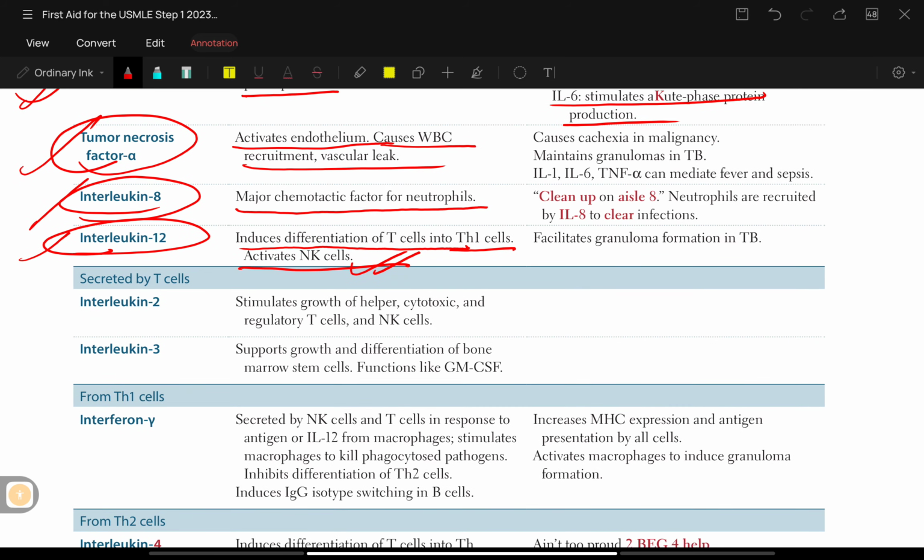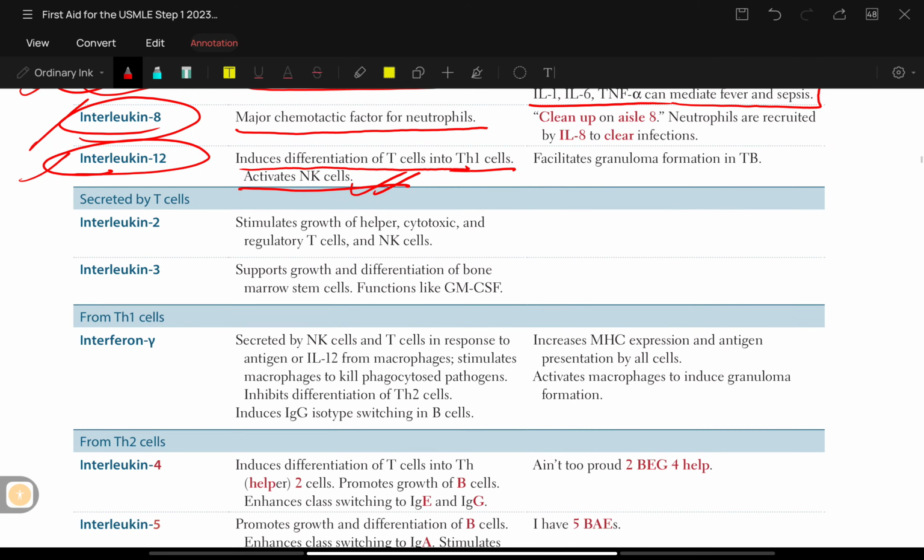Now it has been given about the tumor necrosis factor alpha, that causes cachexia in malignancy, maintains granulomas in TB. Interleukin 1, 6 and tumor necrosis factor alpha can mediate fevers and sepsis. So it is very important to remember.